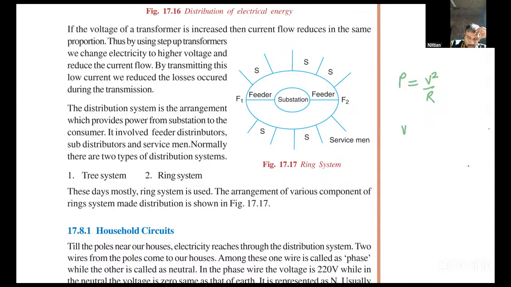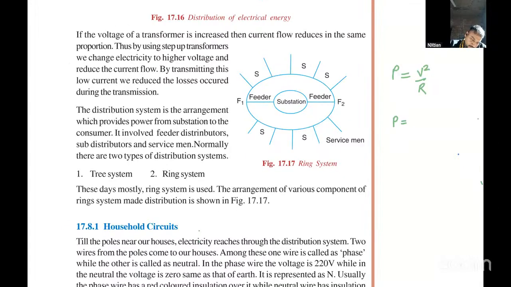I have that answer. V is equal to IR, or P is equal to VI. Higher voltage reduces the current flow. V is equal to IR or P is equal to VI? No, the answer is here only.